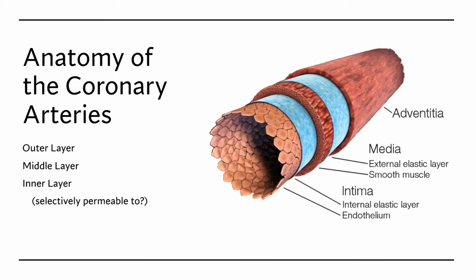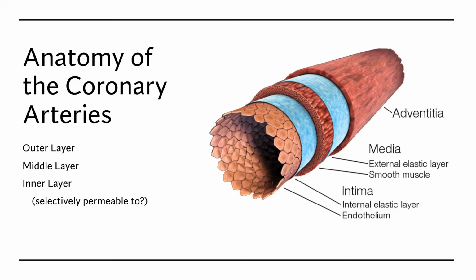The outer layer is fibrous, has a lot of collagen. It is there for protection and to sort of provide tensile strength to the vessel. The middle layer is composed of smooth muscle. This is where vasoconstriction takes place. The sympathetic nervous system has a lot of innervation of this tunica media throughout our body and can dilate or constrict blood vessels to increase blood pressure.